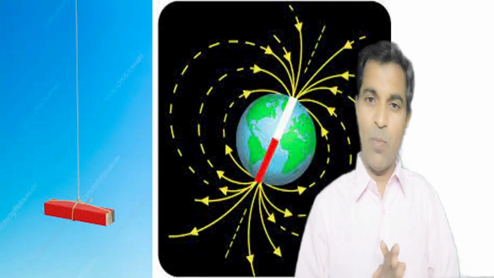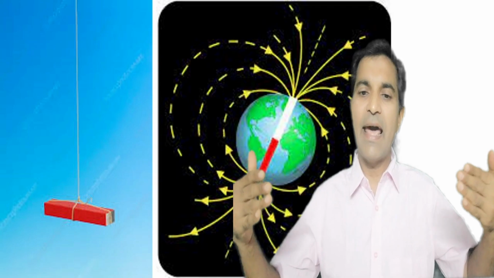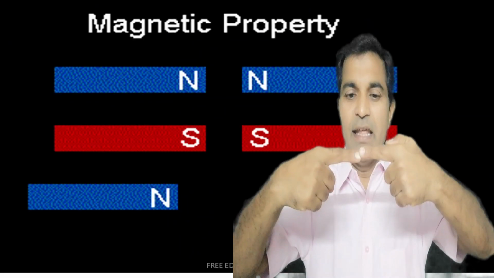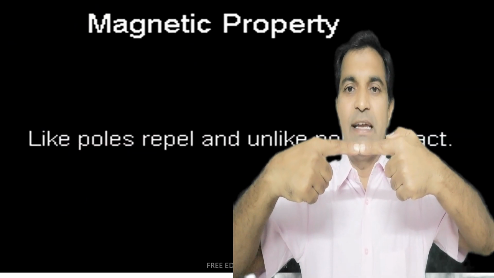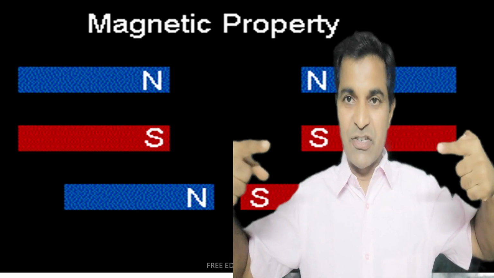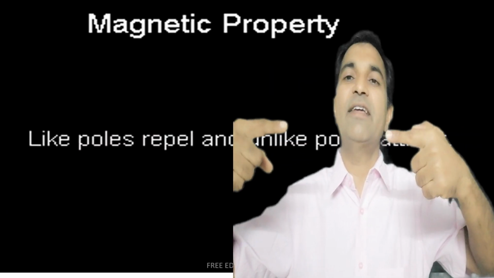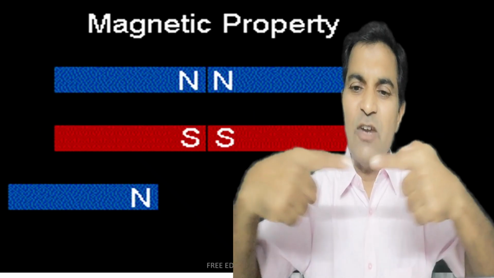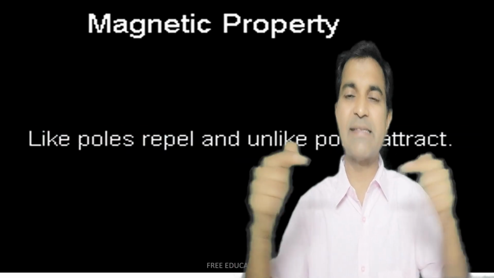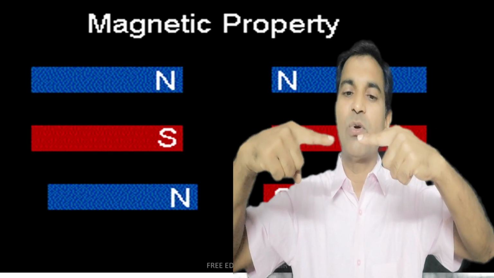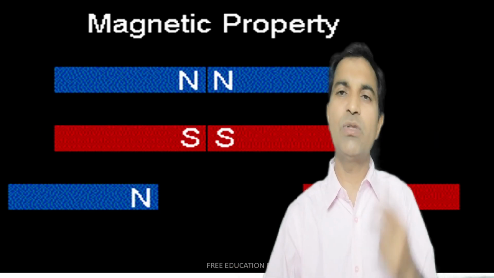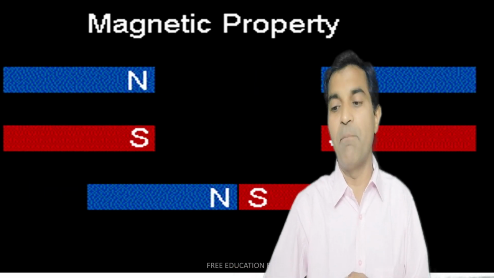Now, the second property of magnetism is that like poles repel and unlike poles attract. So N and N, when we try to bring them together, will try to move apart. They will try to repel each other. But when we try to bring north and south together, they will try to attract each other. So like poles always repel, north north repel, south south repel, but north south or south north will always attract each other. So these are the two main properties of magnets.